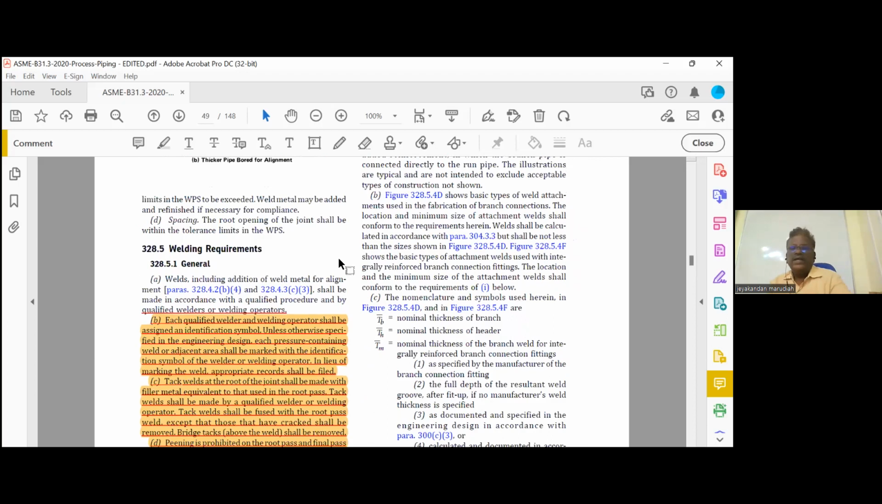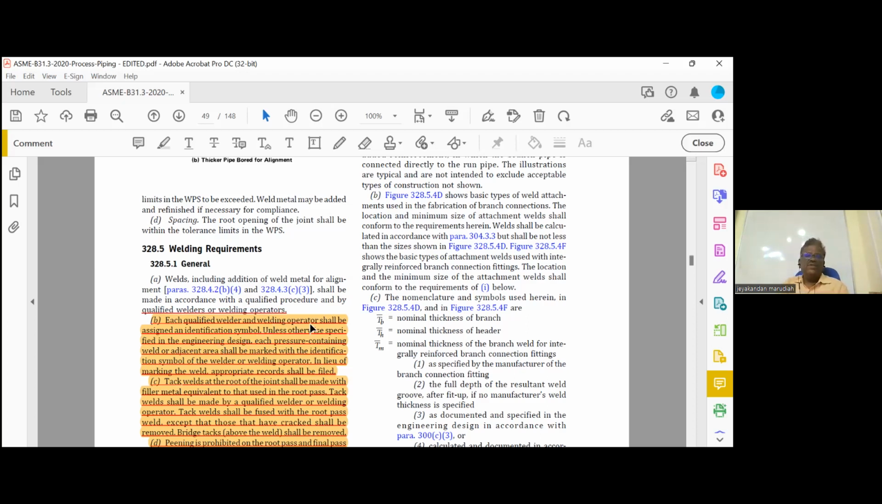Now, each and every welder should have a welder identification number, letter, or symbol. That number should be stamped near the weld, preferably by hot stamping or punching. If that is not allowed, you can write it. If that is also not allowed, you can maintain a record on the drawings. Okay, so highlight this one.